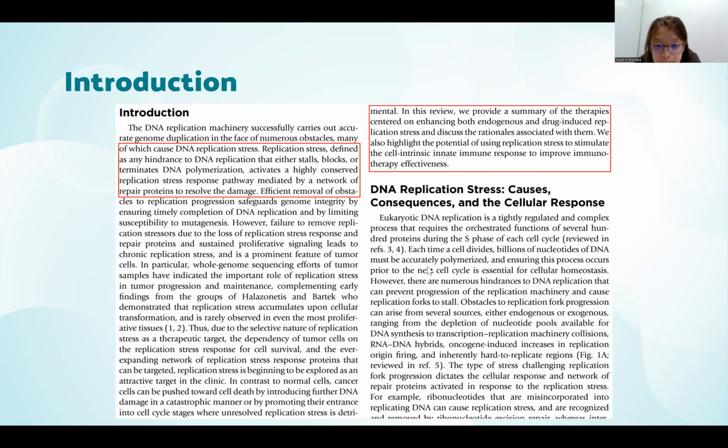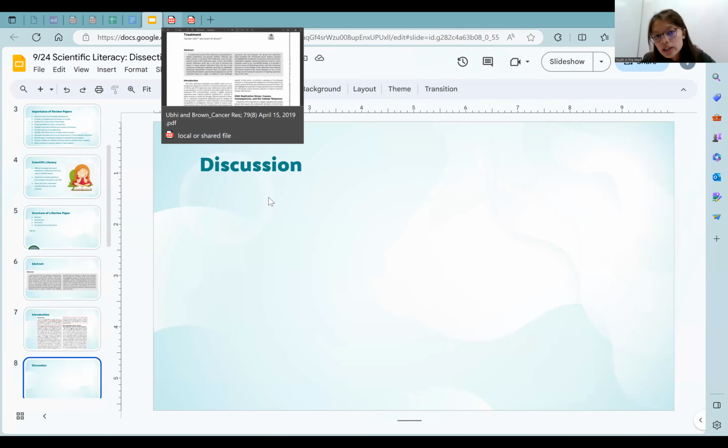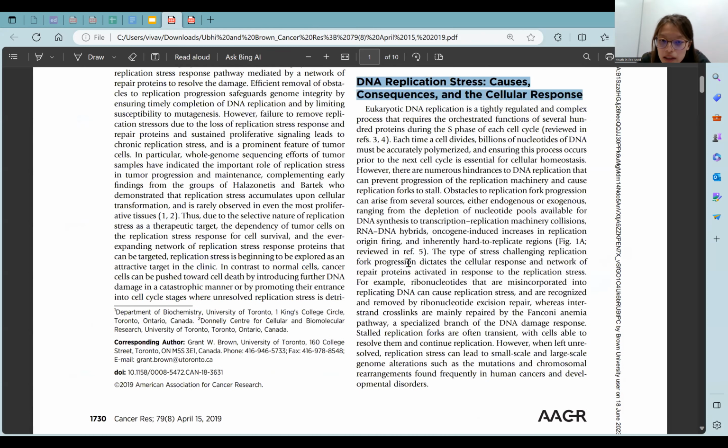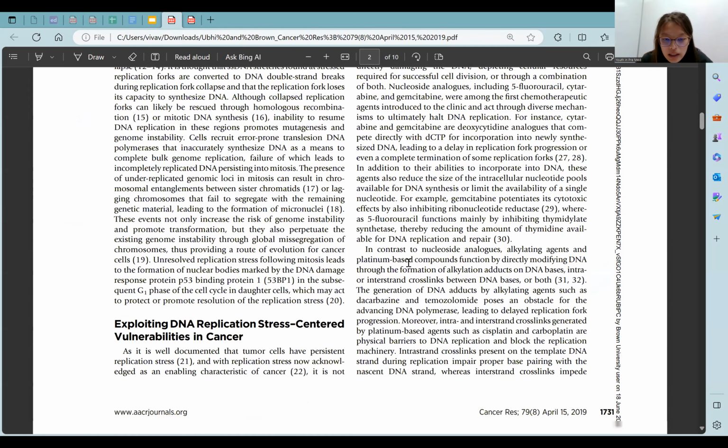The discussion section is super long, so I can paste it in here, but usually for the discussion section, you would just skim it. You can look at the headers, which are really helpful. This talks about the causes, consequences, and responses from the DNA replication stress. This part isn't super important to read. You can just skim and highlight really important ideas. When you're skimming, you can typically read the first sentence and the last sentence of the paragraph. And then it's a progression.